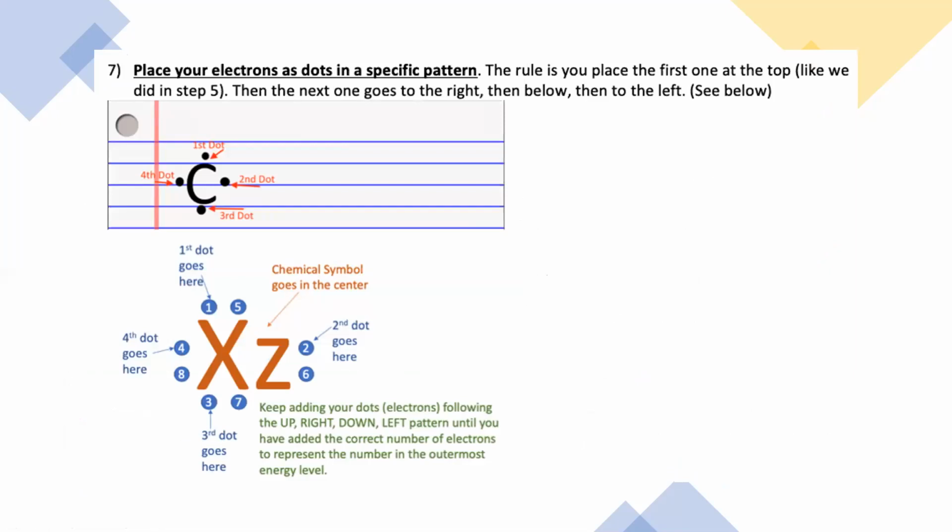Place your electrons as dots in a specific pattern. So here's the rule, guys. The first one goes at the top, just like we just did. But after that, it goes right, below, left. So it goes up, right, down, left, up, right, down, left.